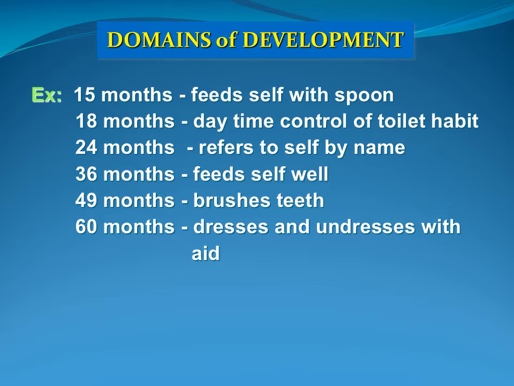So here are some examples of the cognitive domains of development. A 15-month-old infant should be able to feed himself or herself with a spoon. An 18-month-old child should be able to have daytime control of toilet habits. A 2-year-old infant refers to self by name. A 36-month-old child is able to feed himself or herself well, while a 4-year-old child is able to brush his teeth.